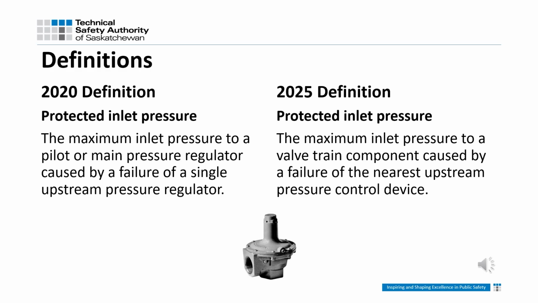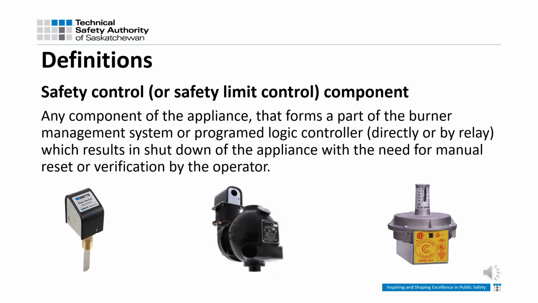There was a wording change in protected inlet pressure from the 2020 to the 2025 edition. The intent is the same, but the wording just tightens up to include all valve train components if there is a failure of the nearest upstream pressure control device. Safety control or safety limit control components have been defined. It's simply any component of the appliance that forms part of the burner management system, which results in a shutdown that requires a manual reset or verification from the operator.